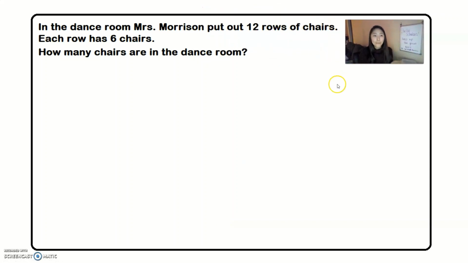Morrison today. In the dance room, Miss Morrison put out 12 rows of chairs. Each row had 6 chairs. How many chairs are in the dance room? That is our question for today. Again, I'm not going to read it again to you because you kind of got the drill of this. And now we're going to go on to our retelling page.